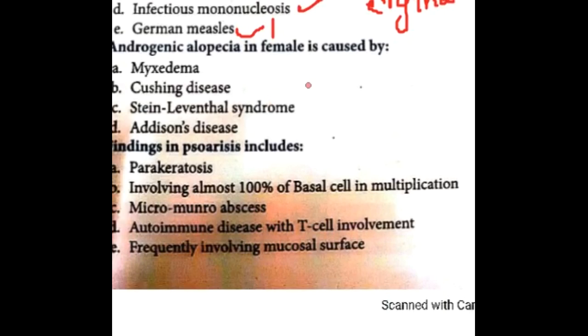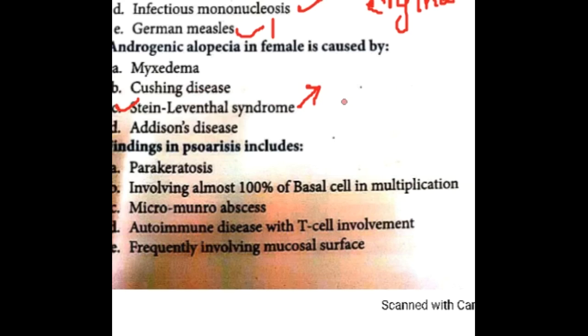Androgenic alopecia in female is caused by Stein-Leventhal syndrome. Yes, because in Stein-Leventhal syndrome there are hormonal changes with increased androgens. So androgenic alopecia is seen in Stein-Leventhal syndrome.